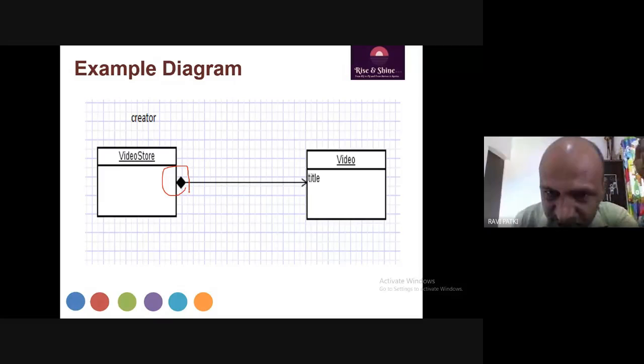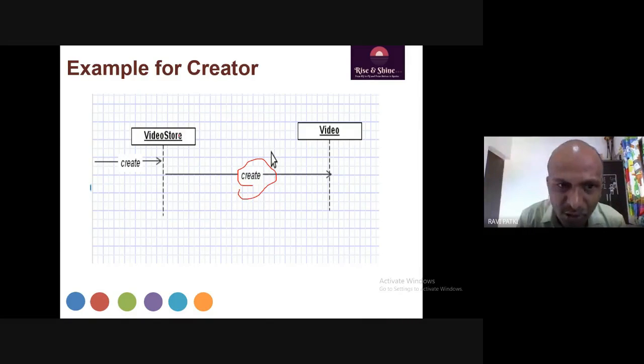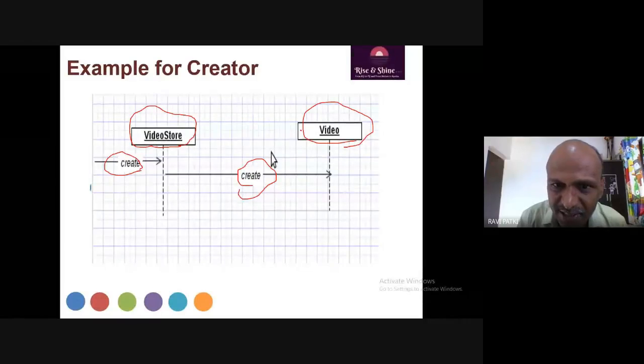So how can I convert it into design? In design, while I am designing the sequence diagram, I am assigning the create responsibility. To whom? To video store. Video store will create an object of the video class because video is contained in video store. There is an aggregation or composition between these classes, so I am assigning this create responsibility to video store.